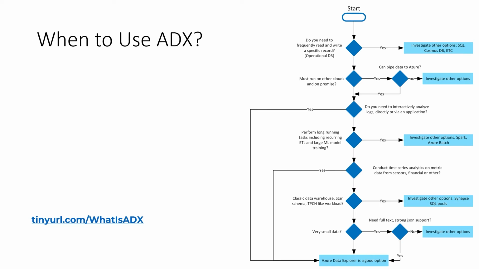This is a good flowchart, how to use or when to use ADX, what it's good for. I copied it from this URL down here at the bottom. The whole idea is that if you want lots of data and it's structured or semi-structured, then this is a really good tool for you. If you want to be able to access it fast and near real time, one of the good use cases for this is IoT data. IoT tends to be lots and lots of data sent, sometimes multiple times per second, and we're storing this and you want to access it near real time. ADX is a great solution for that.